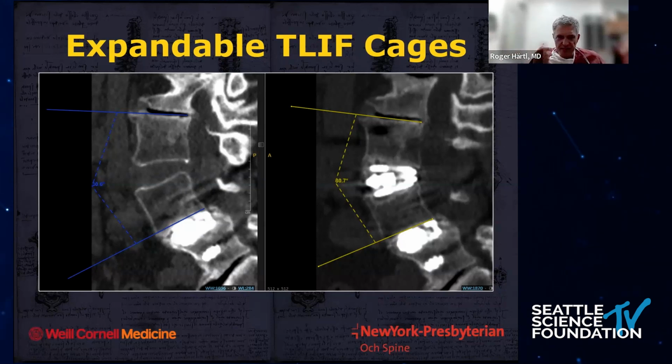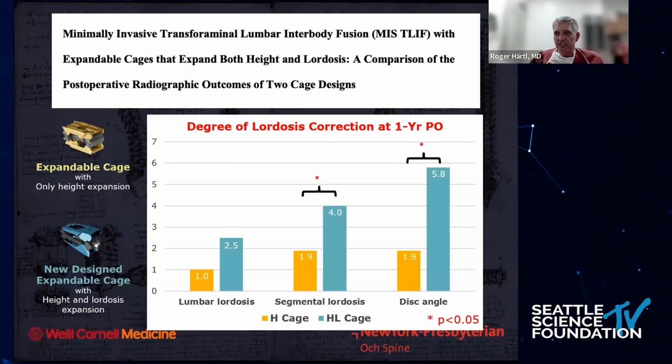So you expand it just a tiny little bit, enough so you get tactile feedback. I think that's really important. But you can get really nice results with expandable cages. Here we're looking at our series of about 120 cases done over the last few years. The first half of those cases I did with an expandable titanium cage that just expands in height. And now for the last year and a half, 2 years, I've been using a different cage that expands in height, but also recreates lordosis.